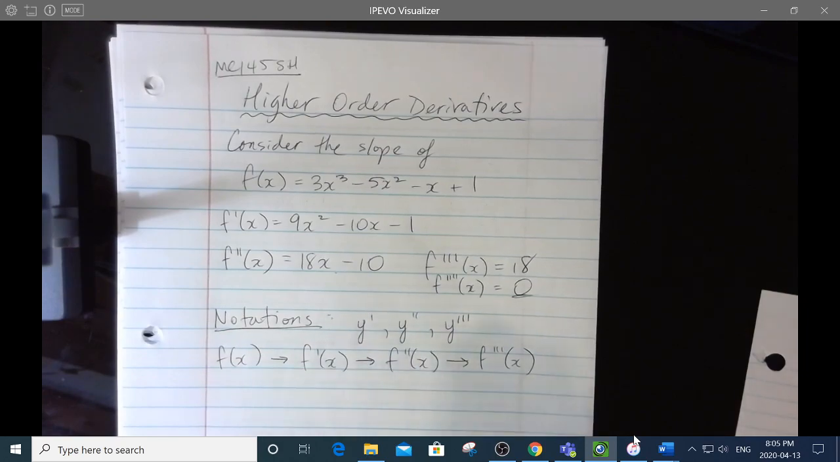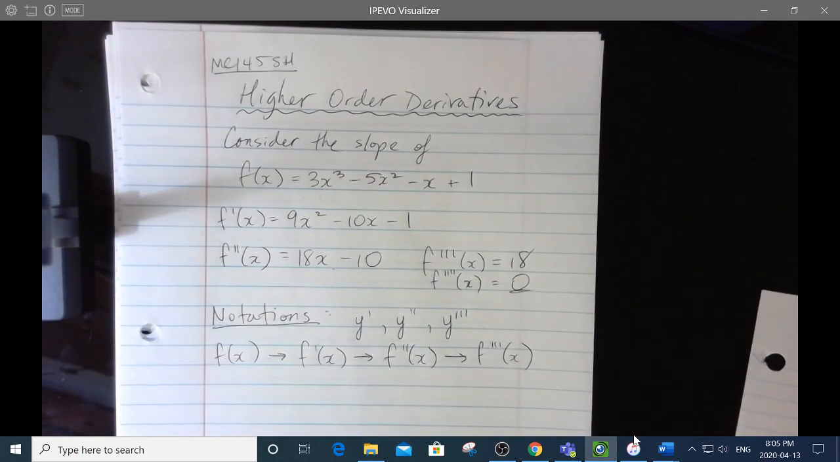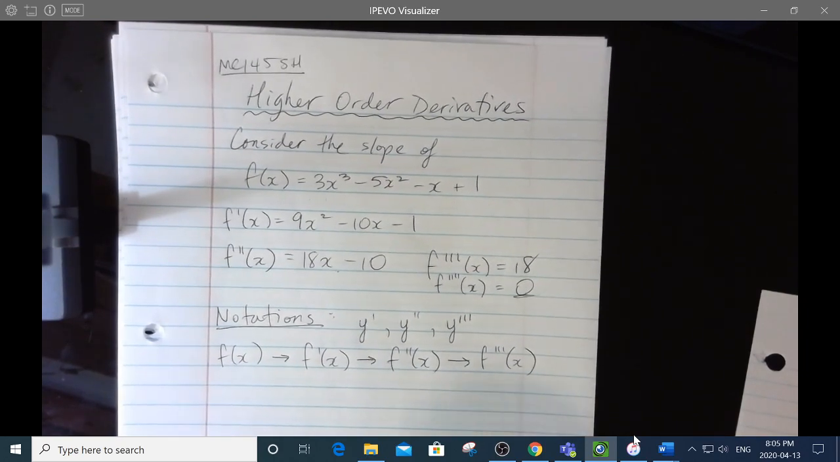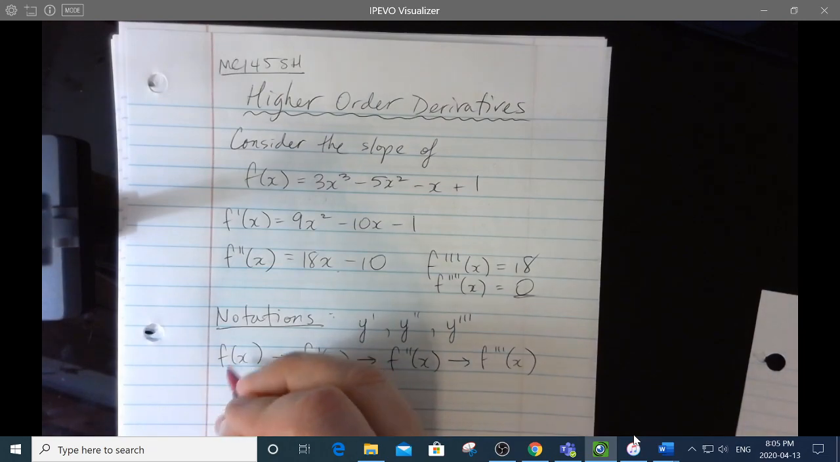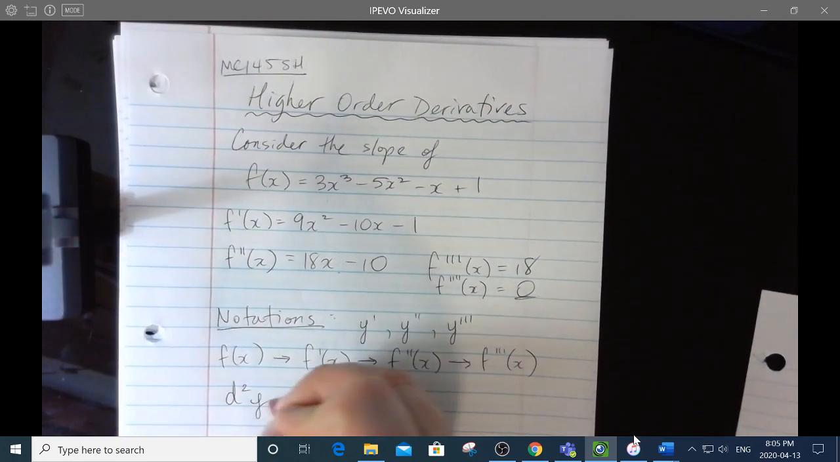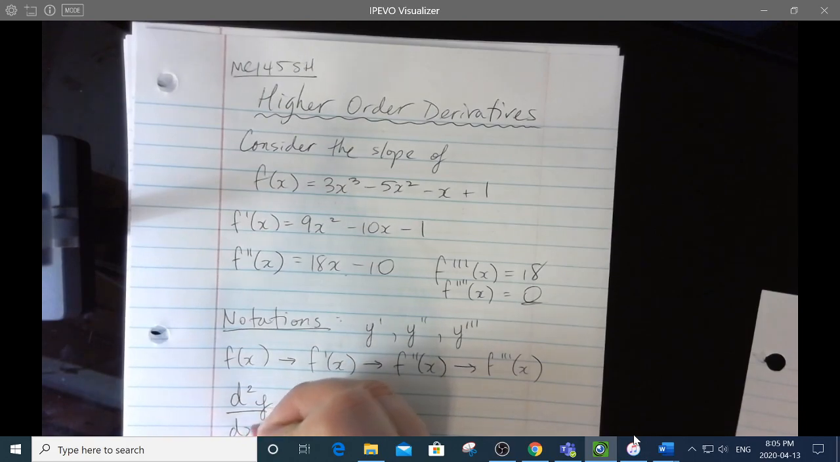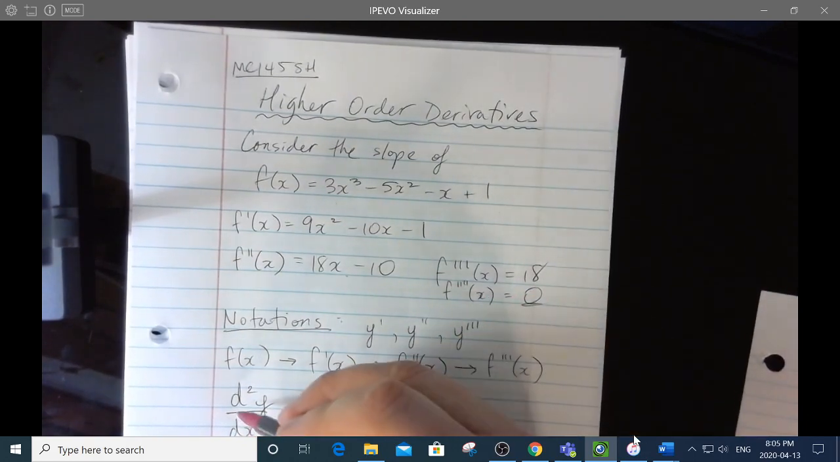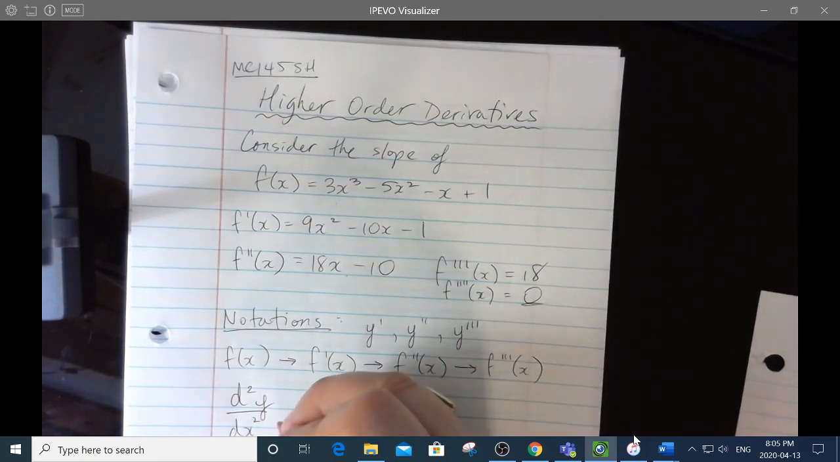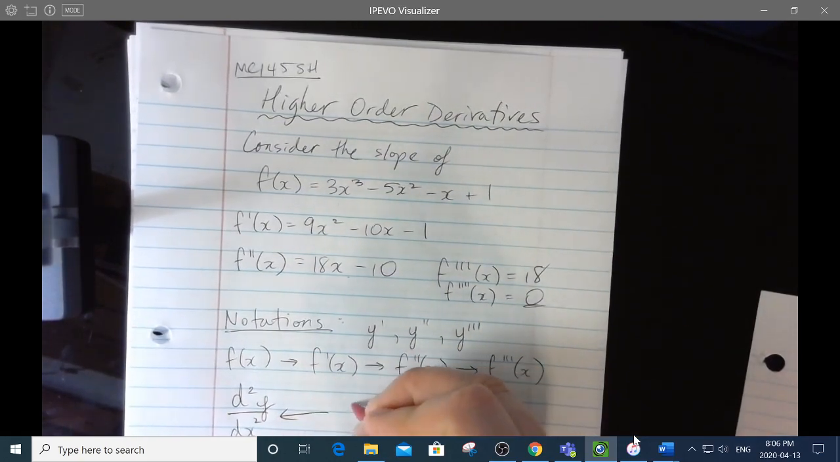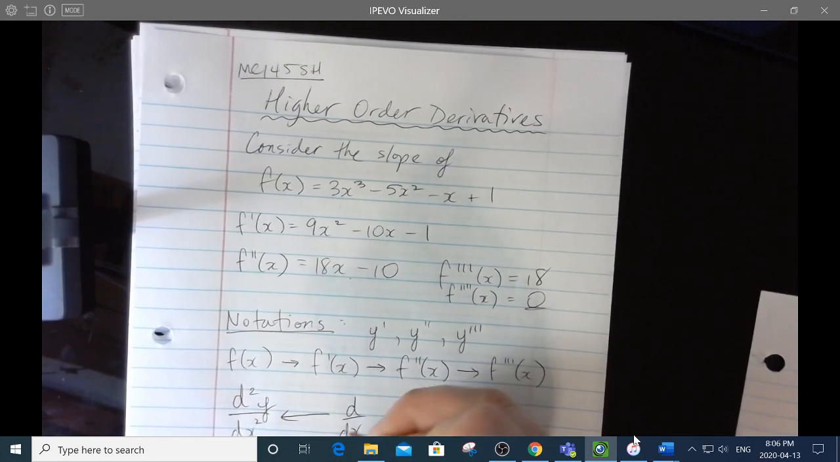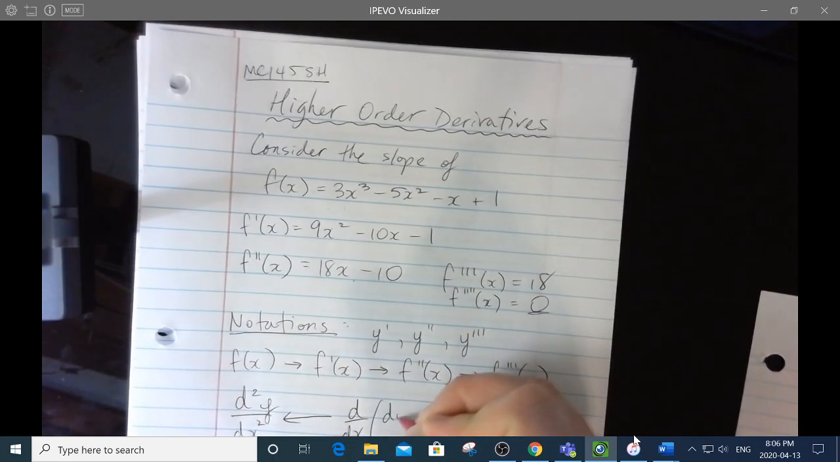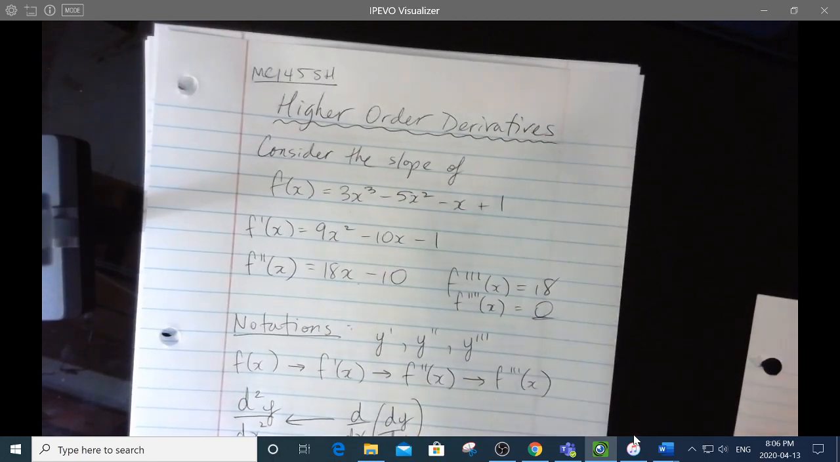So there's the two common notations we use, but there's also Leibniz notation, where sometimes you'll see the second derivative look like this. It'll say d squared y over dx squared, which is kind of like saying the change squared of y over the change of x squared. This is also sometimes written like this, where you say the change with respect to x of the change in y with respect to x. So these two things say the same thing.